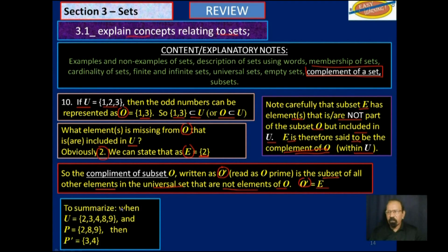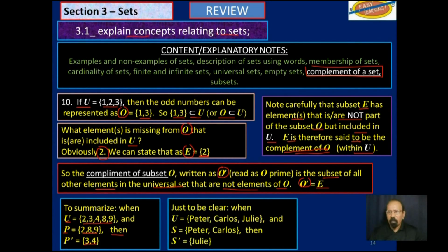To summarize, just to make sure you understand this, when U is equal to 2, 3, 4, 8, 9, that's the universal set, and P is 2, 8, and 9, then P complement or P prime will be whatever else is in the universal set but not in P, and that would be 3 and 4. So let's say there's a family where you have 3 children. The universal set would be Peter, Carlos, and Julie.